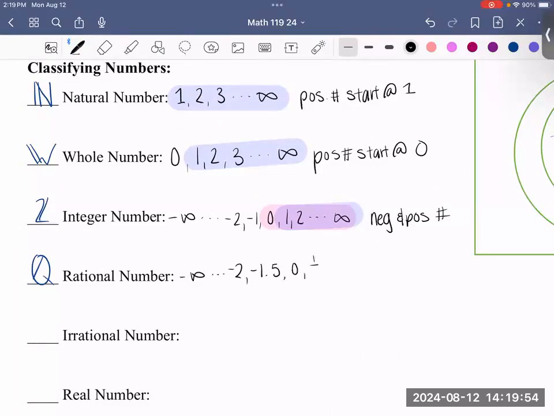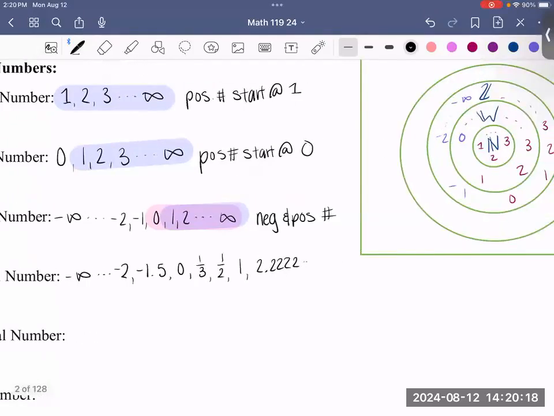Maybe we now have a 1/3, 1/2. Let's tack something on. Let's see, 2.2222, and I'm going to tack on something else in a second. But rational numbers are values that now have some rules. Rules to rational.